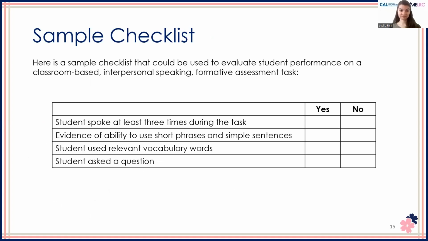Here is an example of a sample checklist that could be used for a classroom-based interpersonal formative assessment task. So you see here that there are 4 different criteria, and whoever is scoring, whether that's the teacher or the student themselves, can check off yes or no for each criterion.